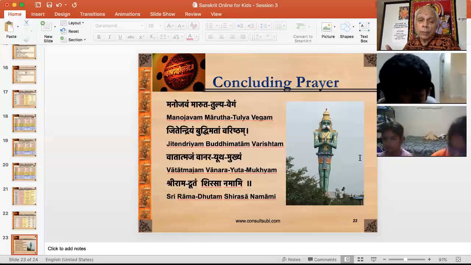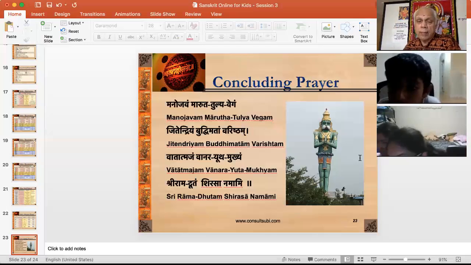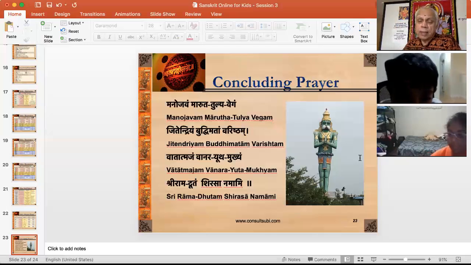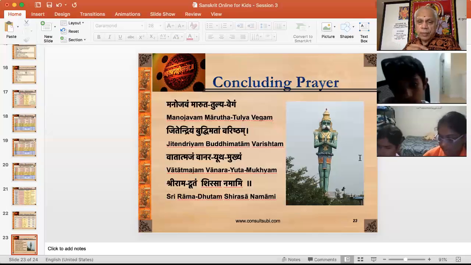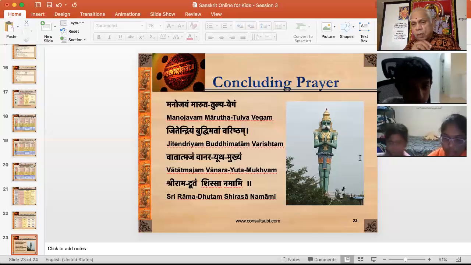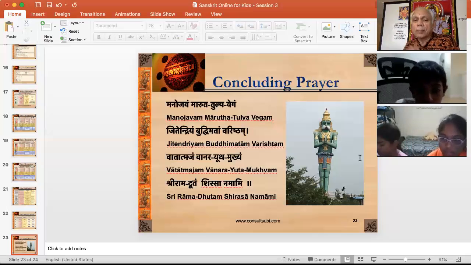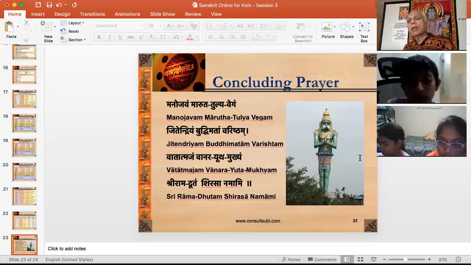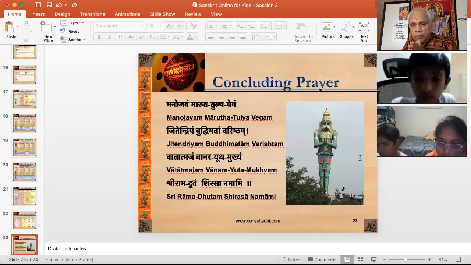Sri Rama Dutam. He was the ambassador. Dutam means one who goes between to carry a message. He went as ambassador to Ravana to tell him, look, you better release Sita, otherwise Rama will come and fight with you. So he became Sri Rama Dutam. Such a person, I am bowing down with my head. Shirasa namami.